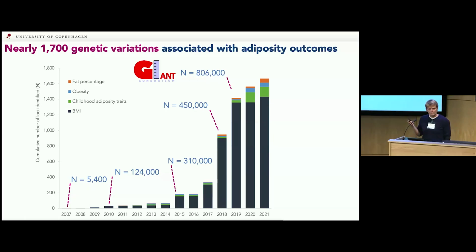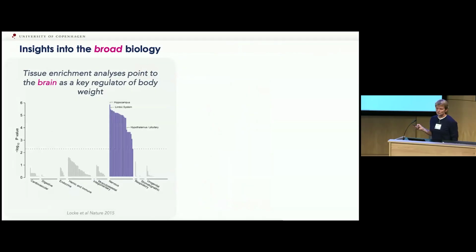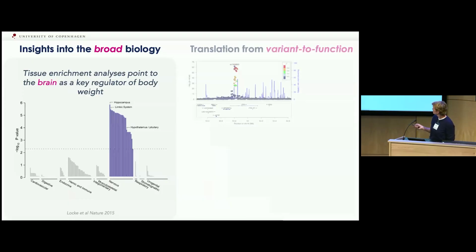What we've learned in the context of the biology is that the brain is a central organ, probably affecting our hunger, satiety, and reward systems in the brain. The hippocampus and limbic systems are driving this whole process. You see here a nice figure from 2015, but it is still the case. Not much has changed since then. But the variant to function translation has been very slow.